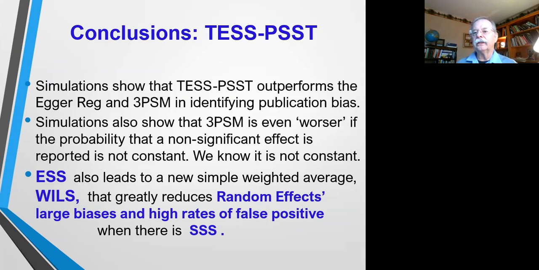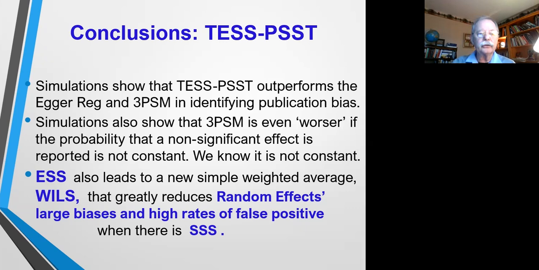So in this case, to summarize these tests for publication bias, the simulations show that they outperform both Hagger regression and 3PSM. And 3PSM, in different simulations that I'm not reporting here today, is even worse if you allow for this probability that a non-significant result is published. If you allow it to vary rather than be constant, it breaks down. And I would argue in practice, we know that it's not constant.